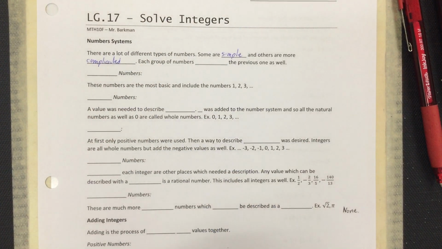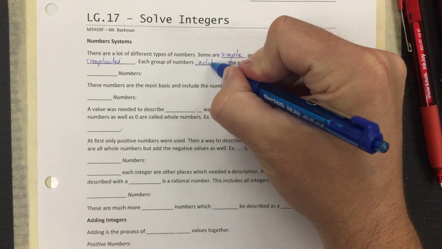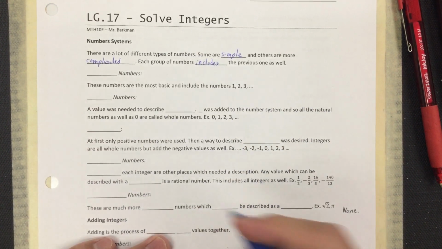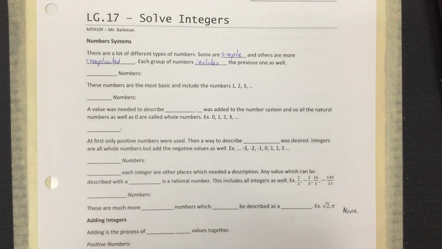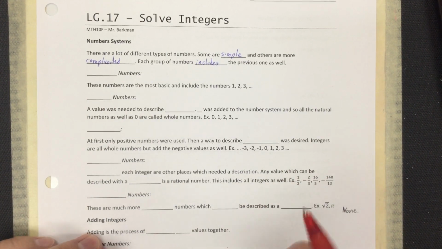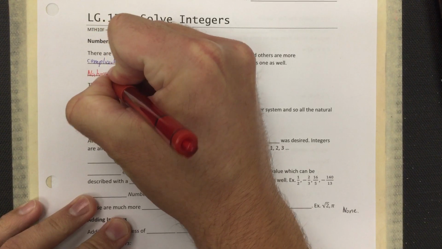Each group of numbers includes the previous one as well, so we build our way up from simple to definitely more complex. And each set of numbers has its own groupings that it goes with. We start off with a system called natural numbers.